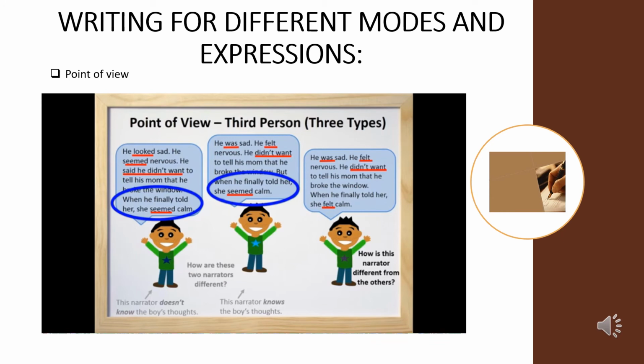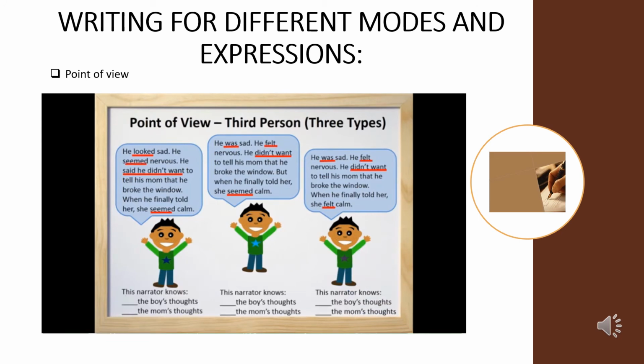How about the third narrator? The third narrator says, when the boy finally told his mom about the window, she felt calm. The third narrator knows how the mom feels. So that's how this narrator is different. This narrator knows the boy's and the mom's thoughts.